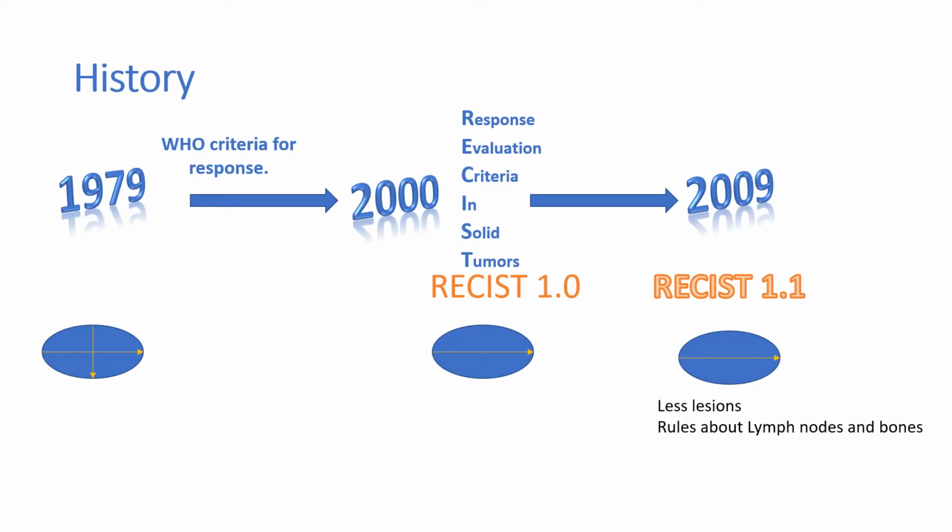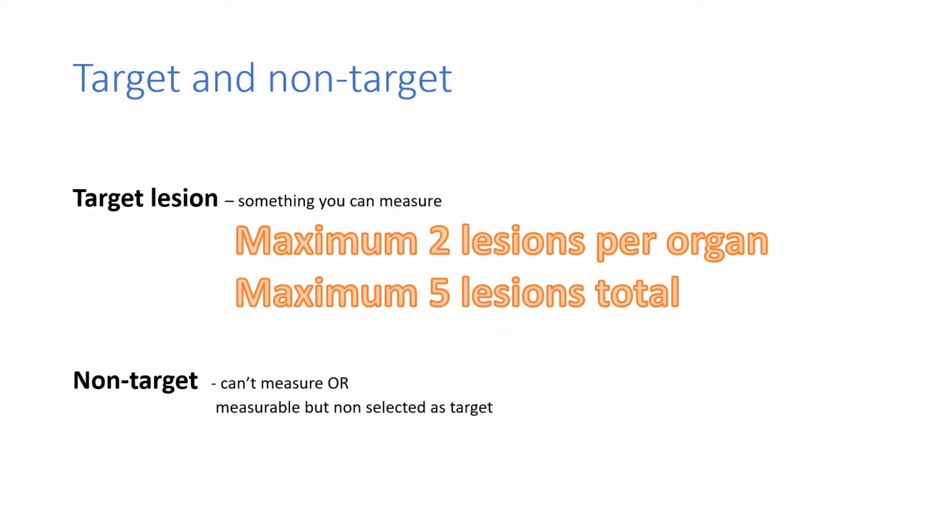A few decades ago, we used to determine response by measuring all of the lesions on scans and giving them bidimensional measurements, adding all those lesions up. But in 2000, it was simplified, where all the lesions were still measured, but only in one dimension. And then in 2009, this was further simplified in the RECIST 1.1 scheme, where the number of lesions that you actually measure was limited, which we'll talk about. There are also other rules, such as for measuring lesions in lymph nodes and in bones.